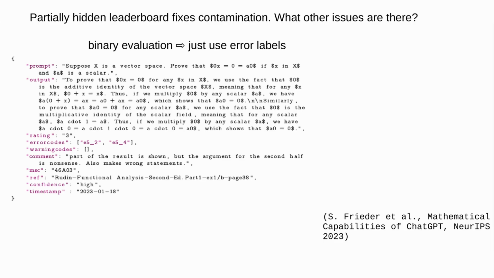So another issue that datasets suffer from currently is that there's only a binary evaluation. So that means you prompt the language model, it gives you an output, and then you say, okay, it's correct or it's not correct. But I contend that this is perhaps not the best learning signal that you'd want. What you'd rather want is to annotate your outputs with error codes. And here you can see what a sample data point looks like from our GHOSTS dataset, where we have the prompt, we have the output of the language model, we have a rating, but we also have these error codes here represented by E5_2 and E5_4, and I'll show immediately what those are on the next slide, and some warning codes, which in this case are non-existent.